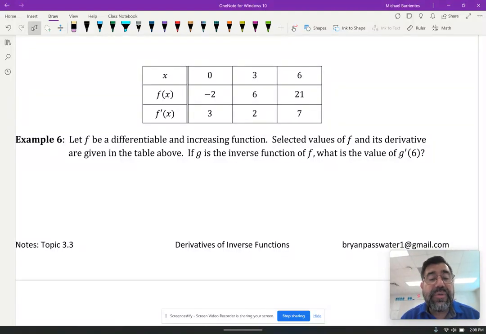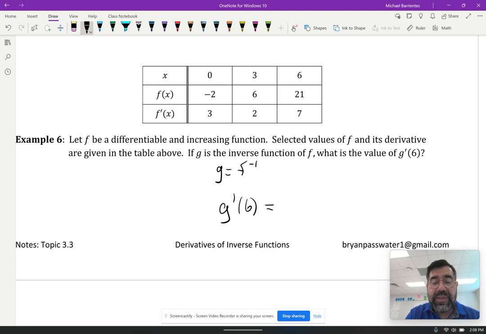F is differentiable and it's an increasing function. So the y values, the outputs, are always getting bigger. Selected values of f and its derivative are given in the table. If g is the inverse function of f, okay, so now we know g is the inverse function of f. What is the value of g prime of 6? So we're looking for g prime of 6.